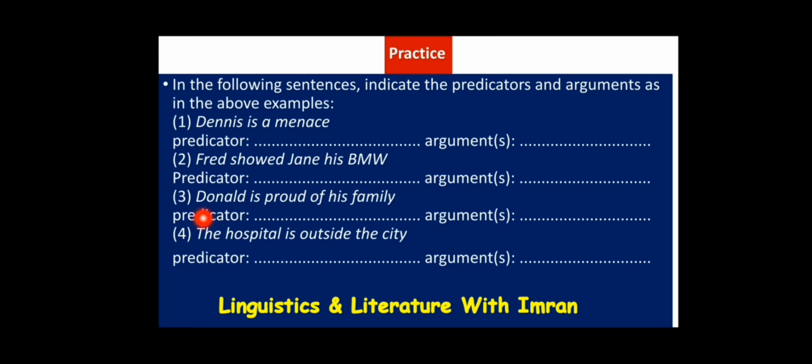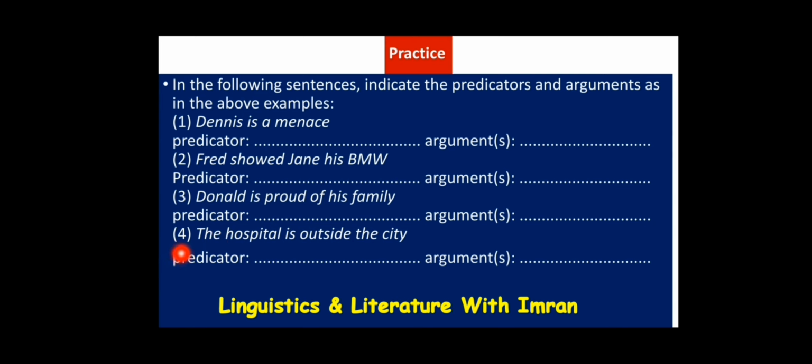Donald is proud of his family. So how many arguments do we have? One is Donald, which is a referring expression, and one is his family. So we have two arguments here, and we have one predicator, that is proud, an adjective, or you can call it proud of, right, if you take it as two words.